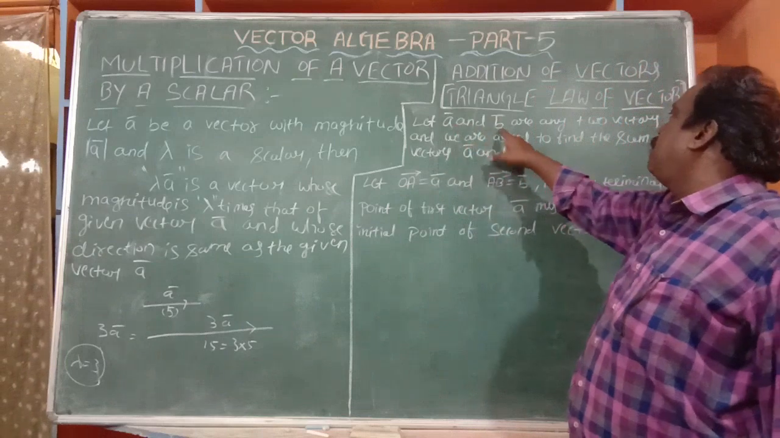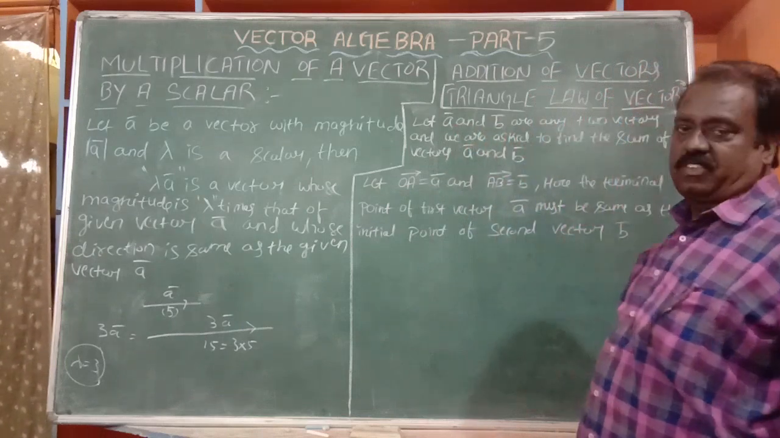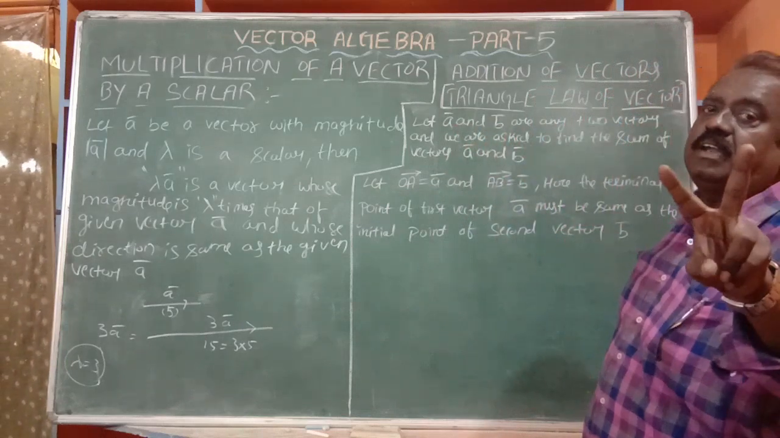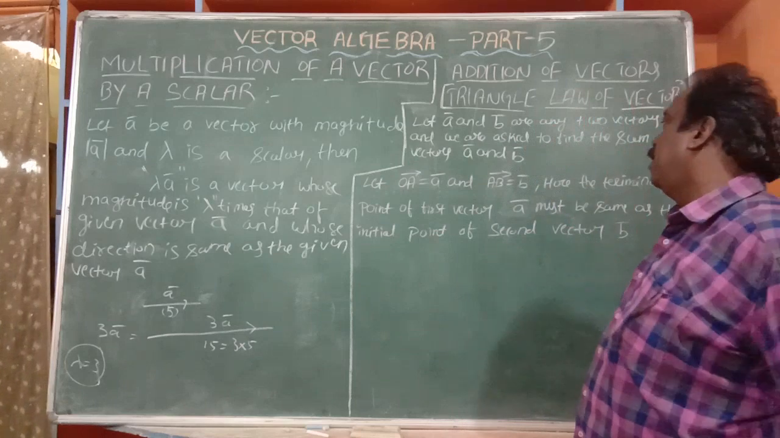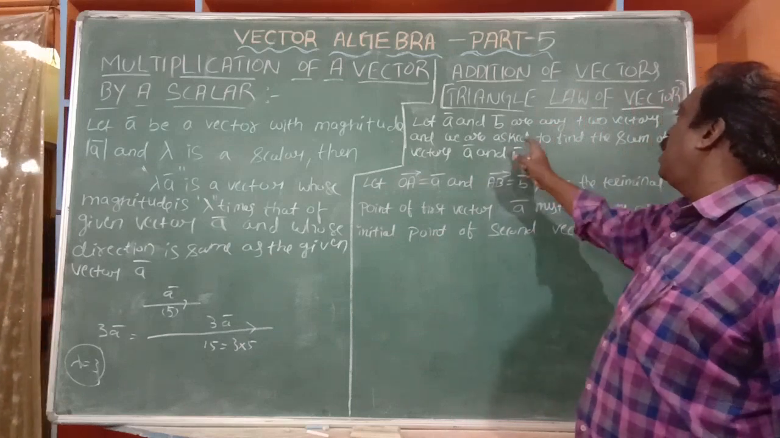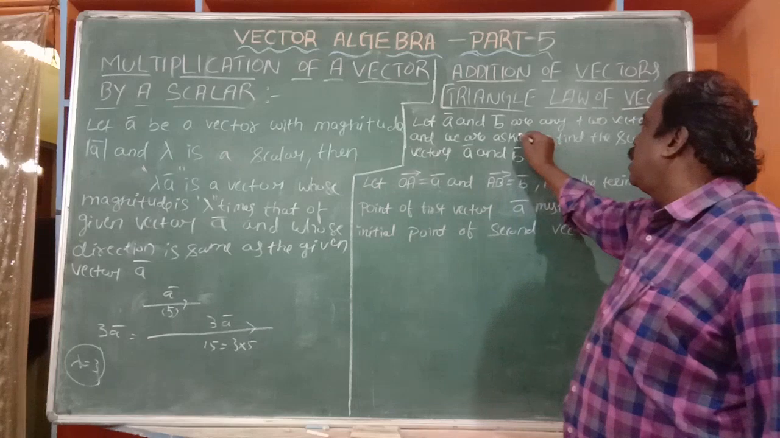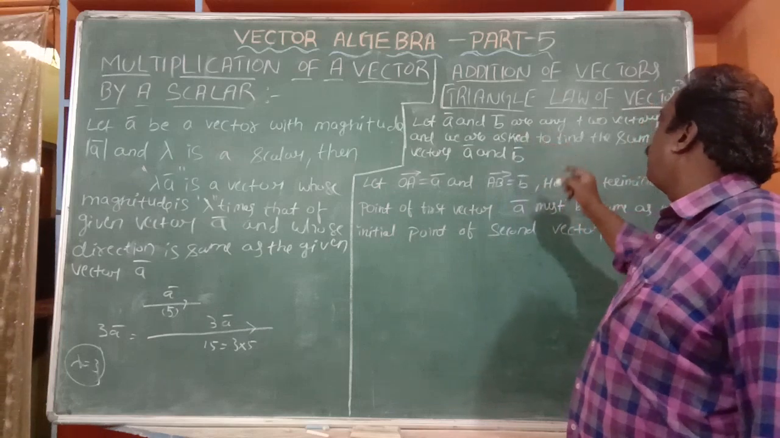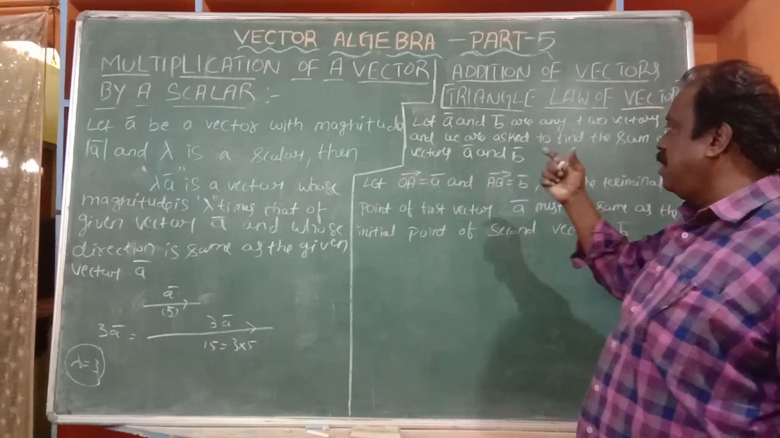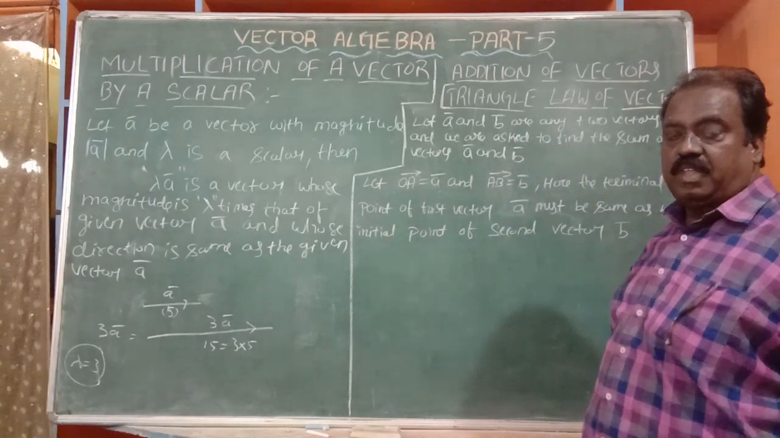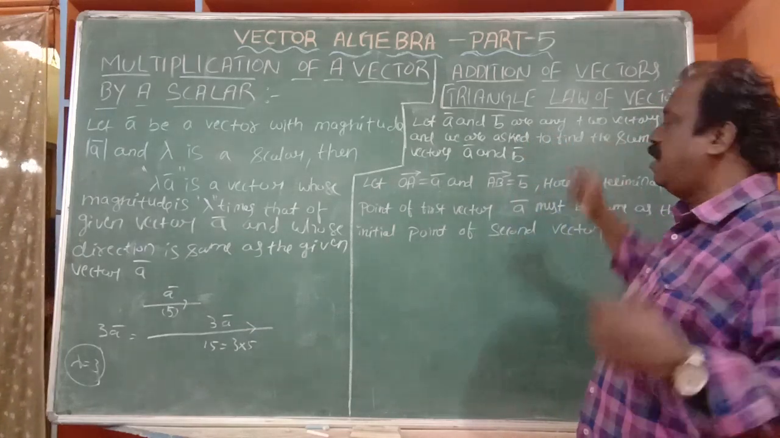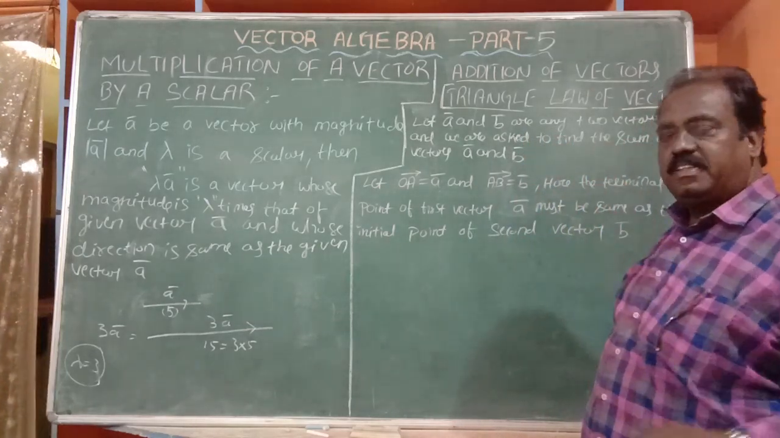Let A bar and B bar be any two vectors. We are given two vectors A bar and B bar, and we are asked to find the sum of the vectors A bar and B bar, the addition of vectors A bar and B bar. Is it possible? Yes, it is possible.